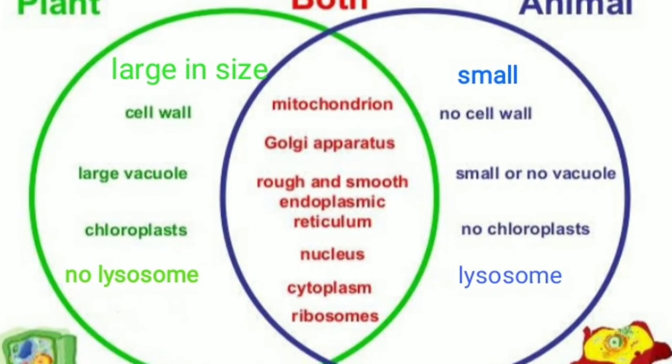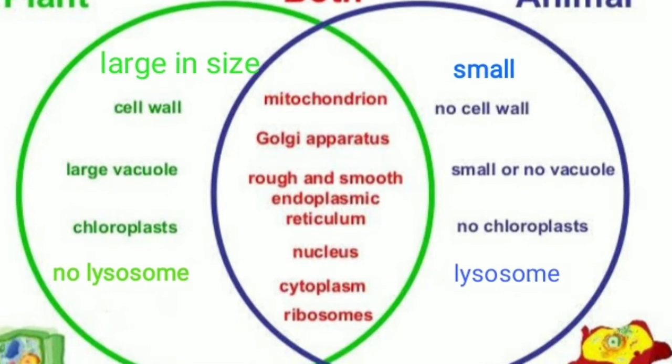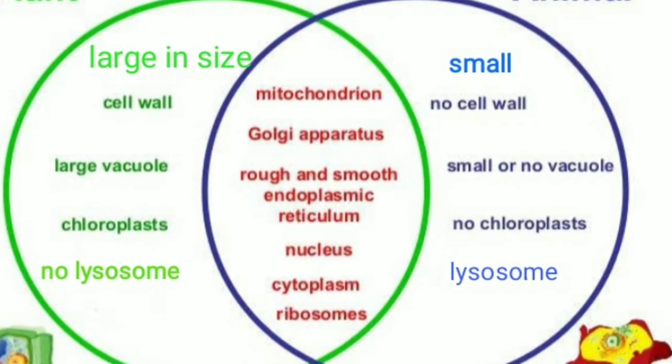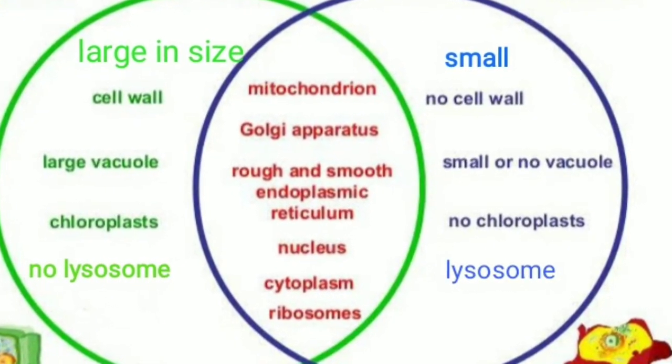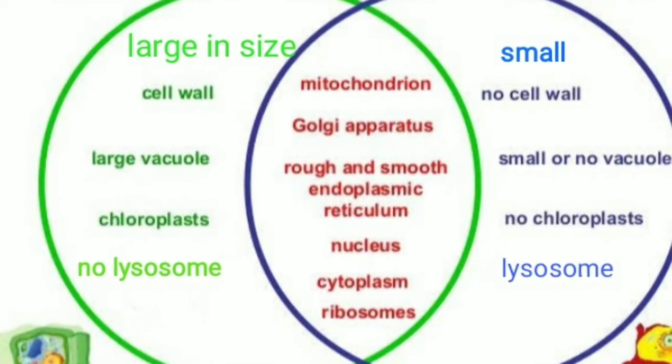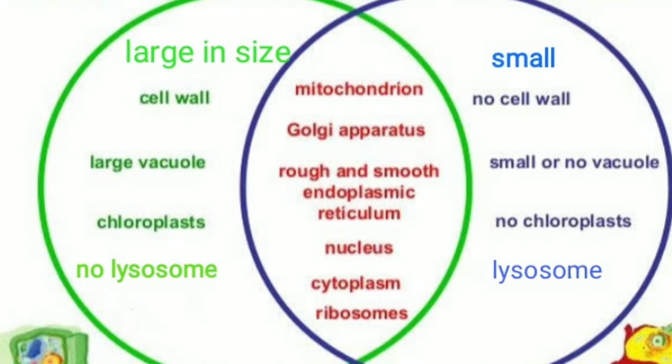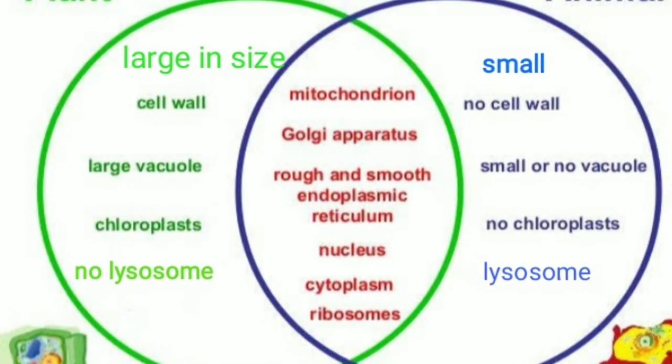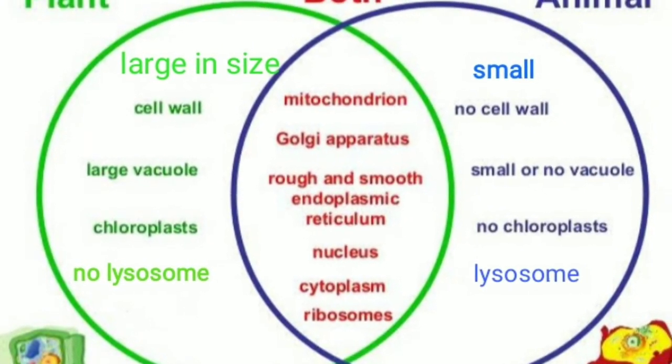Now let's talk about the organelles which are present in both animal cell and plant cell. Mitochondria, Golgi apparatus, rough and smooth endoplasmic reticulum, nucleus, cytoplasm, and ribosomes.